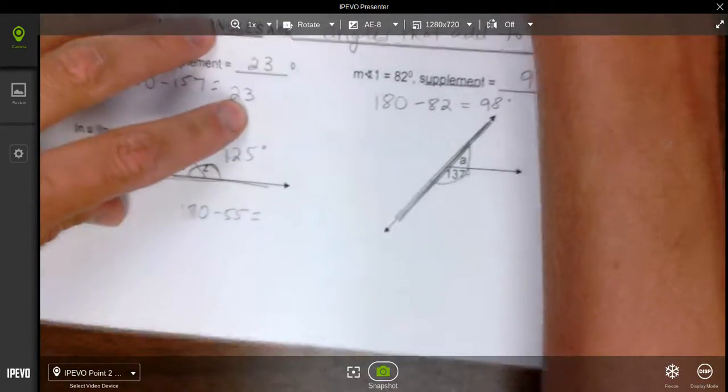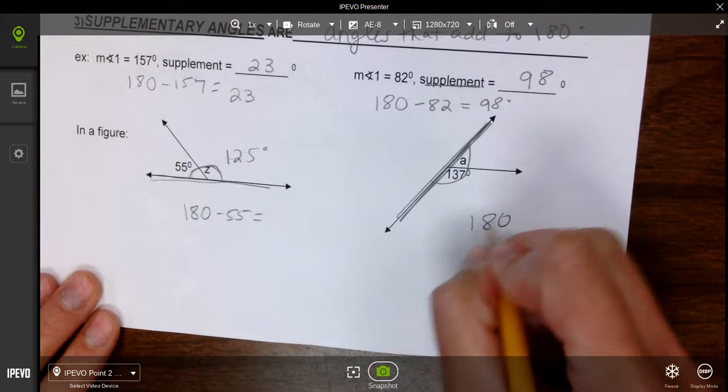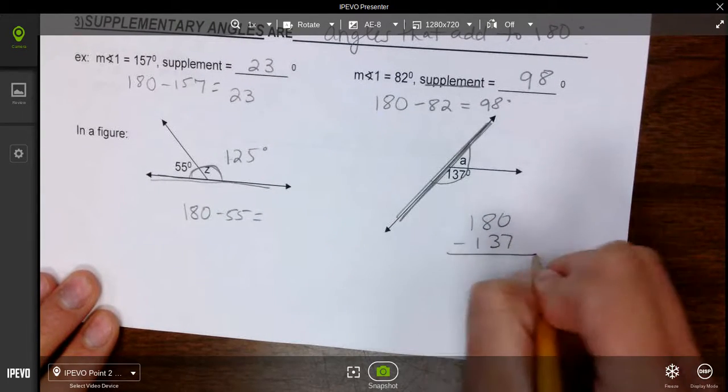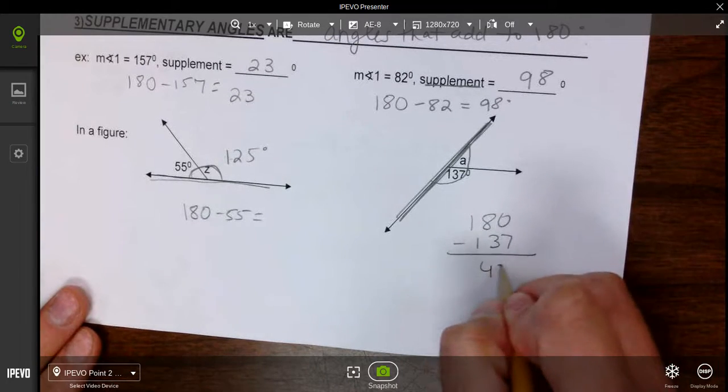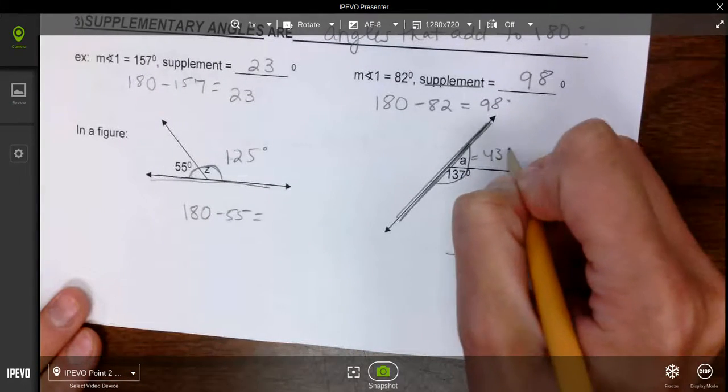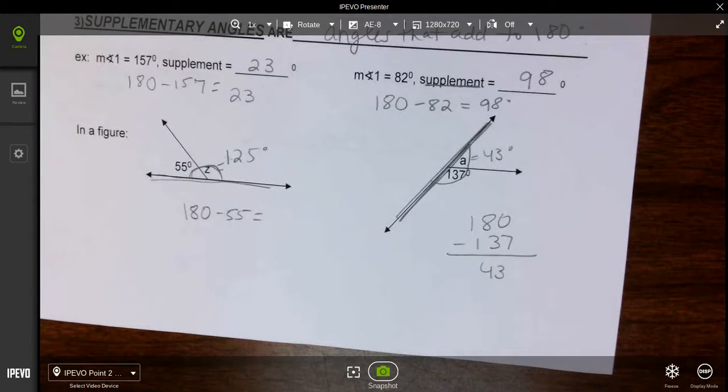So I know that I'm doing 180 degrees minus 137 degrees. And when I do 180 minus 137, I get 43. So A is 43 degrees. Over here, Z was 125 degrees.